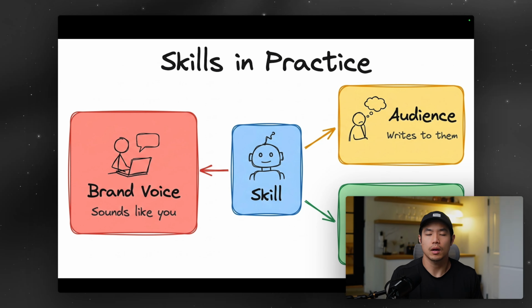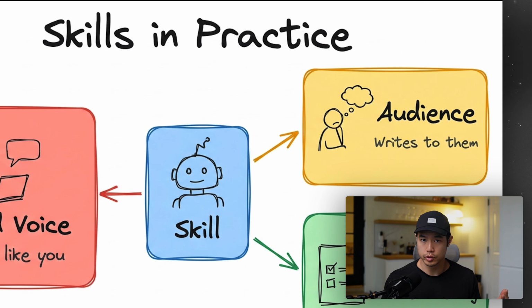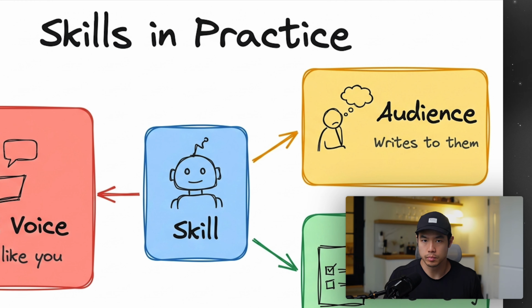That will become a skill. Another skill would be an audience persona. So describing your ideal customer over and over is one of the biggest time drains ever. A skill can capture who they are, their pain points, how they speak, their objections, and Claude will always write to that person instead of writing to a generic audience. And that's another skill easily built.